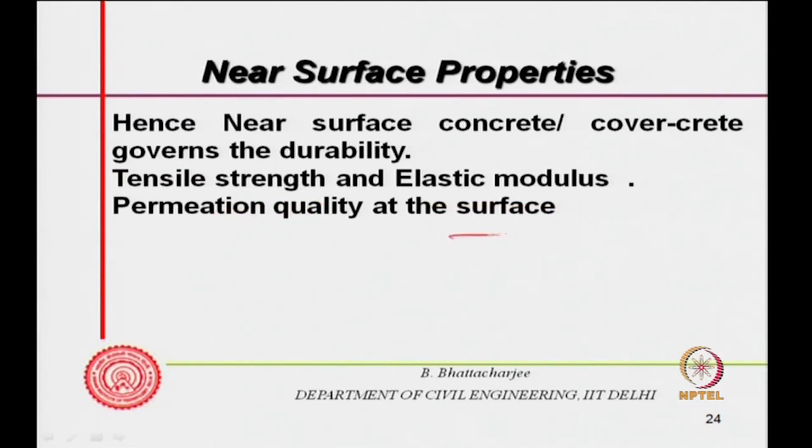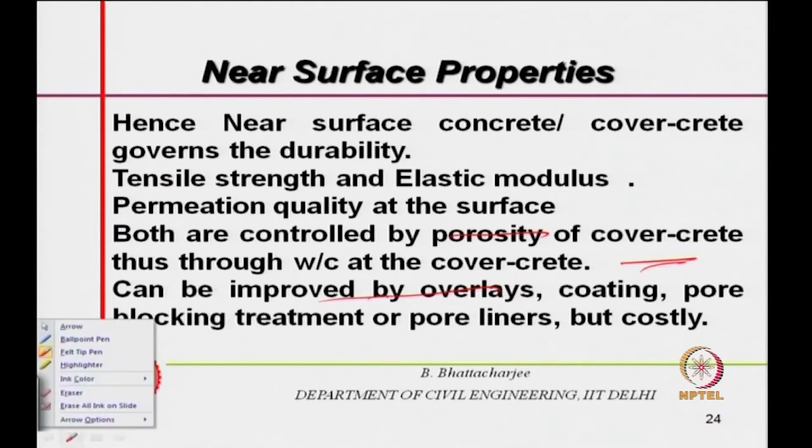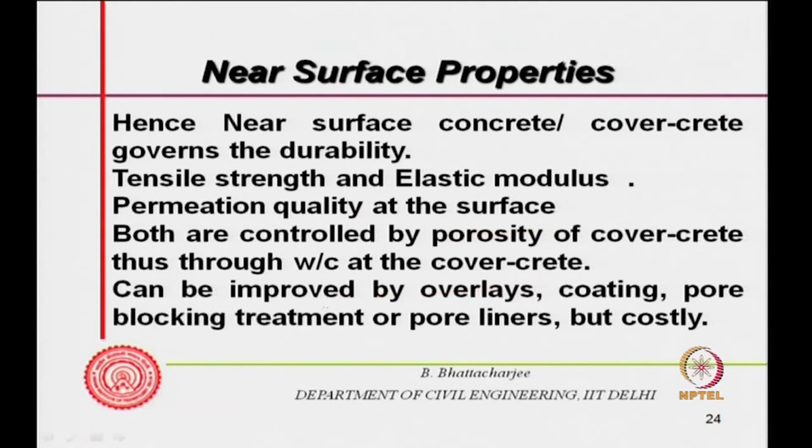Permeation quality at the surface is most important, and both are controlled by the porosity of cover concrete and through the water cement ratio of cover concrete. But we have no way to really control the water cement ratio of cover concrete just like that. There is something which you can do, I will just come to that. We can improve the cover concrete by overlays, put a thick layer. This is your concrete, let us say, this is your original concrete, put a cover layer, put a layer here. So, that is an overlay. Coating: put a coating here, just a coating.